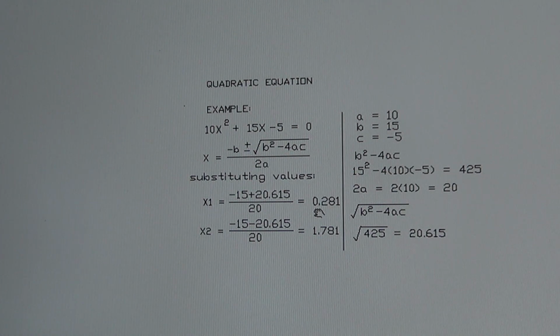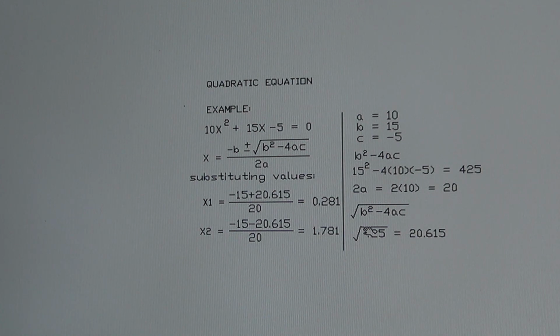x1 is 0.281, and x2 is negative, because the quotient of two numbers having like signs is always positive. So this is negative, and so this is the root that you have to consider. If you're doing foundation design, then that's the root that you're going to use in your design. Okay, now this is the manual calculation.